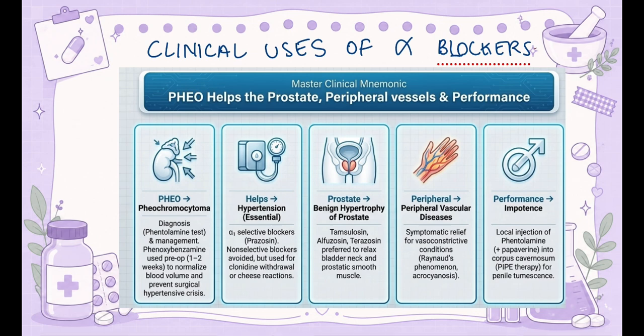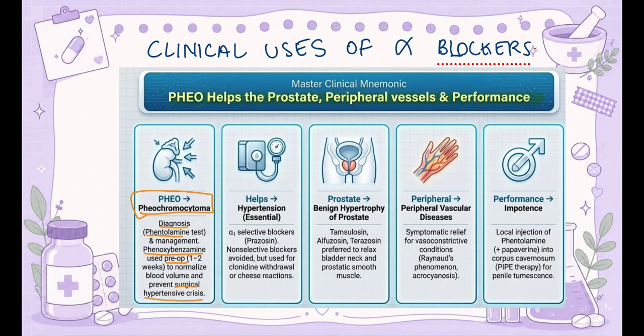We map these uses with a master clinical mnemonic. Think, Phecho helps the prostate, peripheral vessels, and performance. Phecho stands for Pheochromocytoma. That's an adrenal tumor. We diagnose it with a phentolamine test. Then we manage it preoperatively with phenoxybenzamine. This prevents a dangerous hypertensive crisis during surgery.